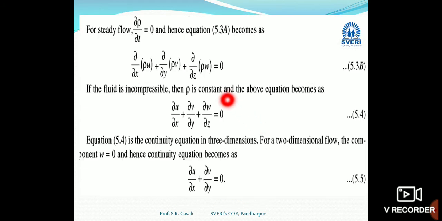Now let us consider an incompressible fluid, where rho is going to be constant. Therefore, for incompressible three-dimensional flow, the continuity equation becomes ∂u/∂x + ∂v/∂y + ∂w/∂z = 0. For the two-dimensional case, ∂w/∂z will cancel, so ∂u/∂x + ∂v/∂y = 0.